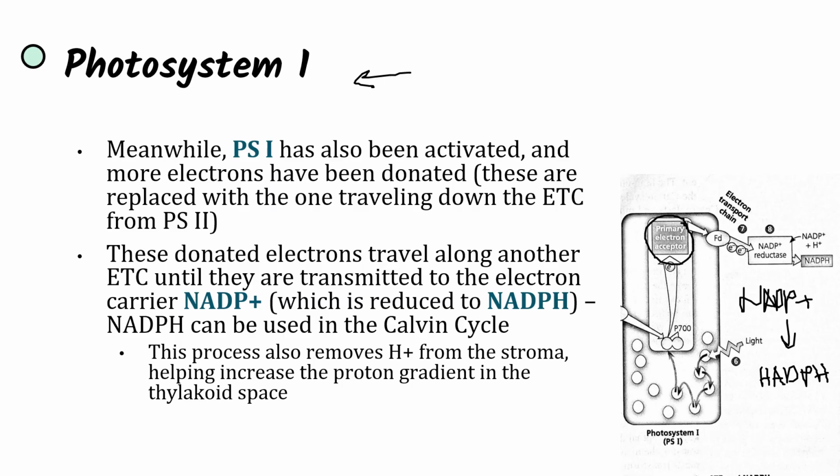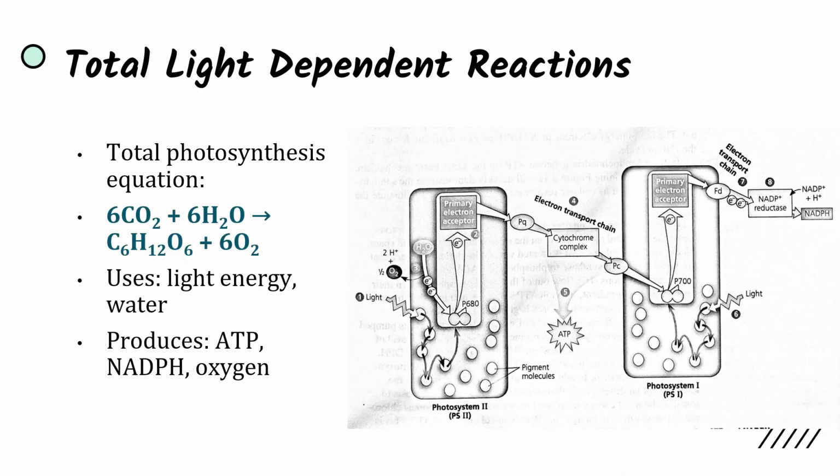So now we've crossed the entire light-dependent reactions, and let's take a look at the big picture. We have the total light-dependent reactions. So remember from our total photosynthesis equation, we said that we're going to be using carbon dioxide, water, and light energy to create glucose and oxygen. So we haven't used carbon dioxide yet, but water has been used and so has light energy, and we have created oxygen. So the whole thing, light energy hits both PS2 and PS1, exciting some electrons.